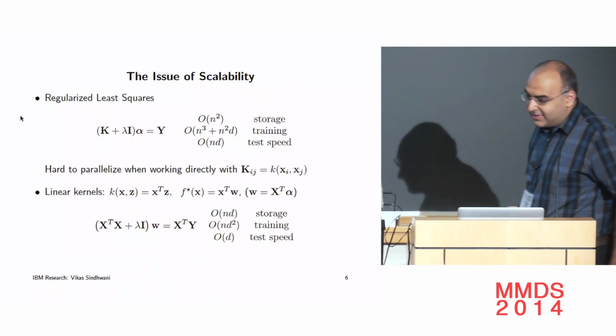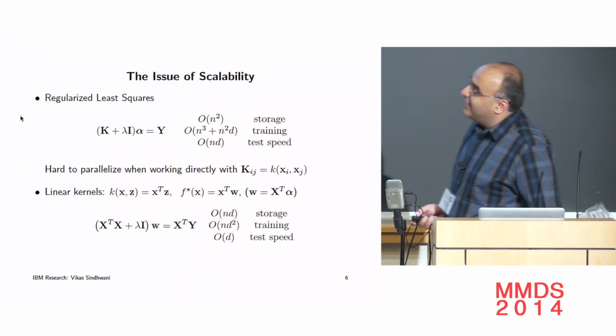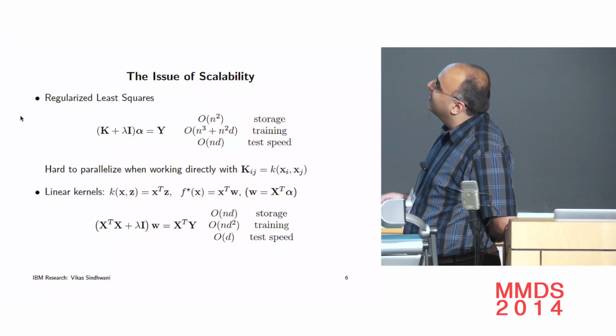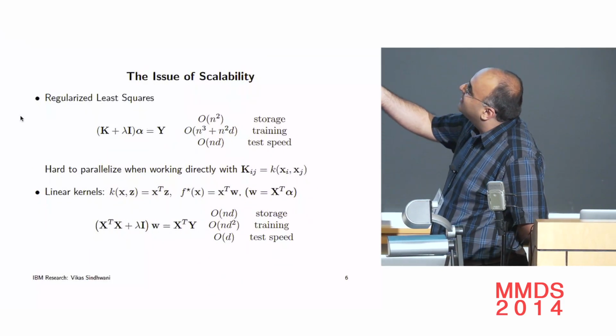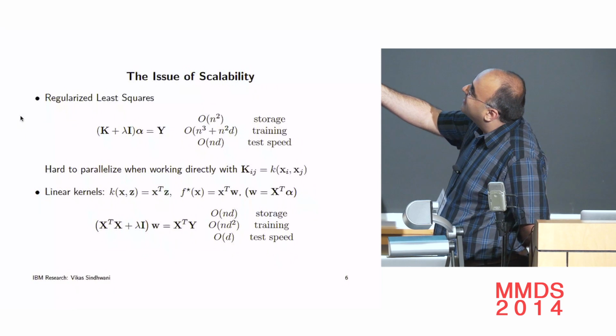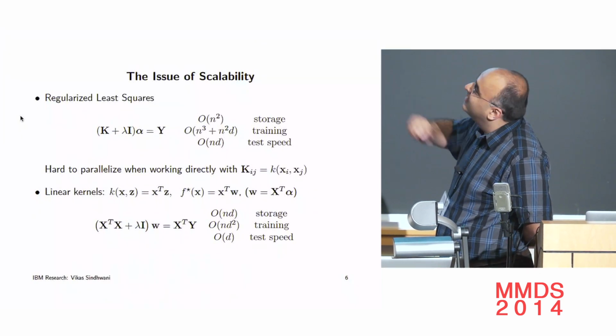Okay, so the issue of scalability. Let's say we are working with the least squares loss, then we are led to solving this large, dense linear system involving the Gram matrix of the kernel.